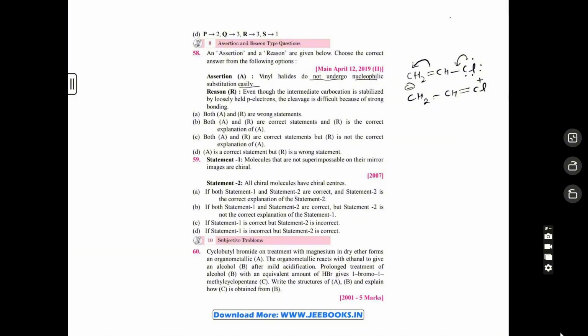So let's see what are the options. Both A and R wrong statements? No, because A is correct statement. Both A and R correct statements, and R is the correct explanation of A? Okay, so we have to understand whether R is a correct statement or not.